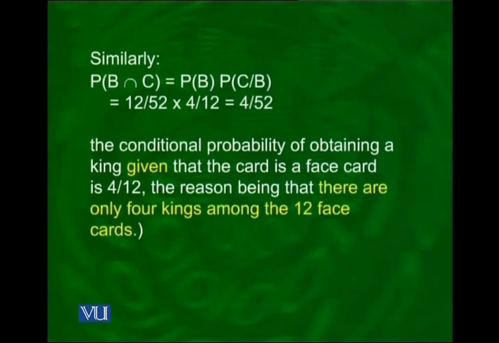3/52. In a similar fashion, the probability of B intersection C comes out to be 4/52. The point to note here is that when we talk about probability of C given B, we note that we are talking about the occurrence of a king given that it is a face card. So students, pure deck mein 12 face cards hain, jin mein se 4 king hain. Therefore, this particular conditional probability is equal to 4/12. And putting it in its appropriate place in the formula of P of B intersection C, the overall answer comes out to be 4/52.